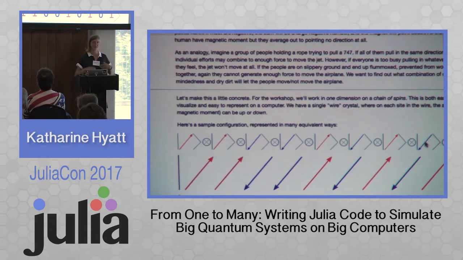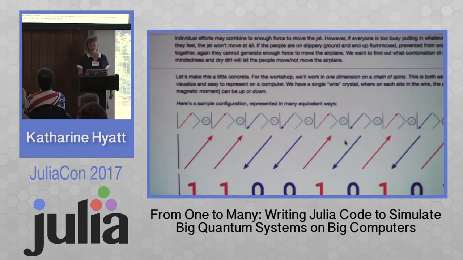If they're all up, then the magnet is going to point north. If they're all down, then the magnet's going to point south. These are just different ways of writing down a specific situation in our object, where I list the specific configuration, like site one is up, site two is down.